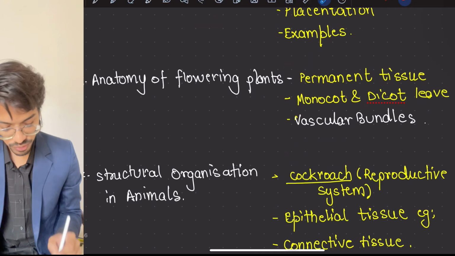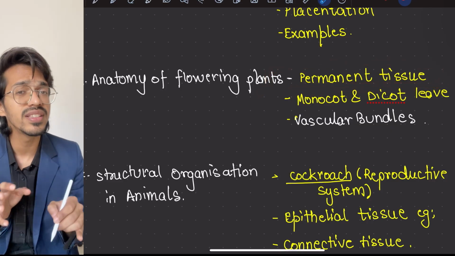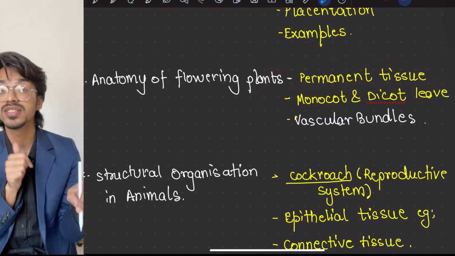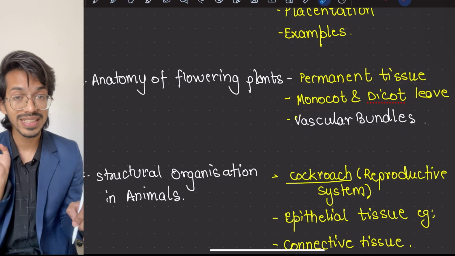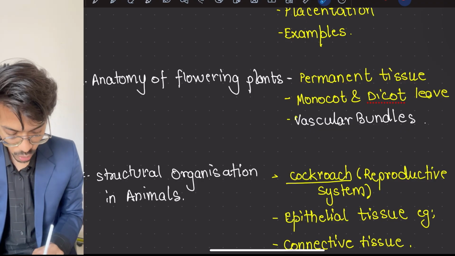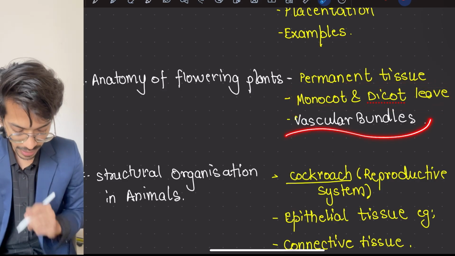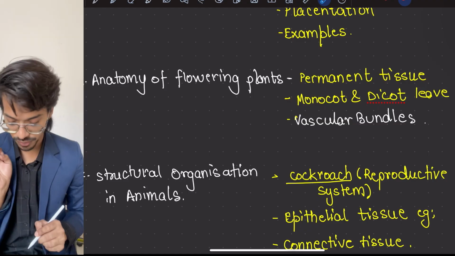Moving on, Anatomy of Flowering Plants, they will ask you from the permanent tissue. We have done this topic because this is not given in your NCERT, so we have done it in my series of 30 days 30 most important topics, you can go for it. Then monocot, dicot leaf statements can come to you. Then the vascular bundles, these are the 3 most important topics of this chapter.